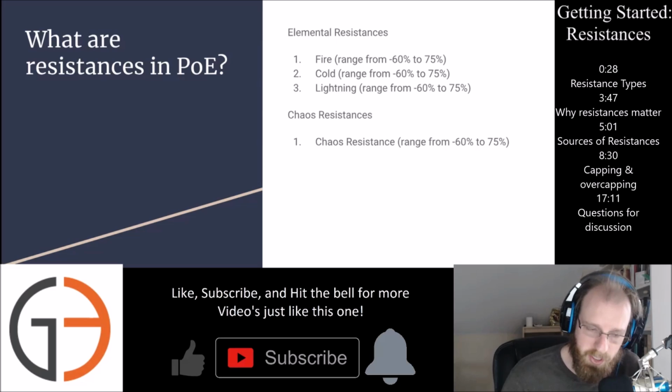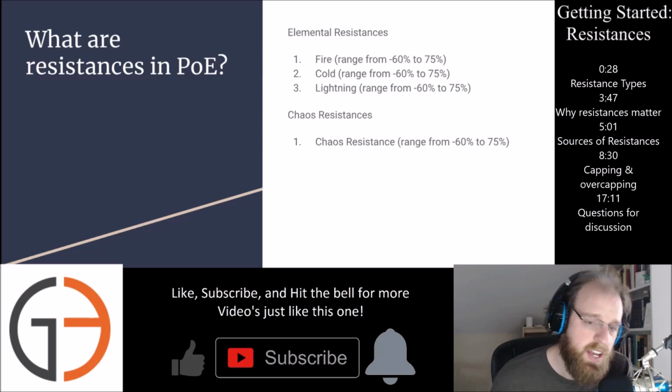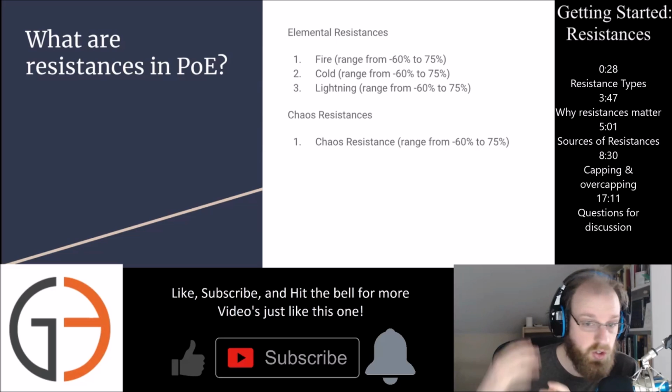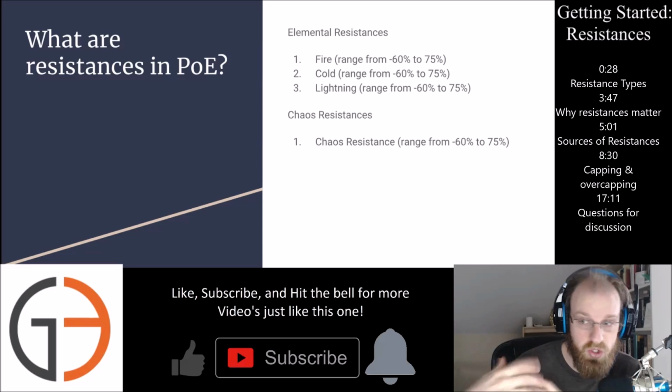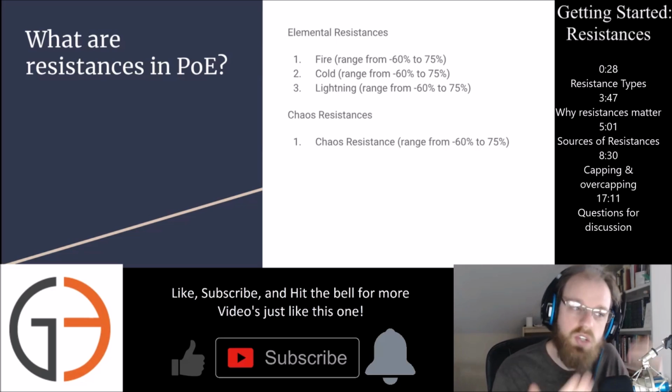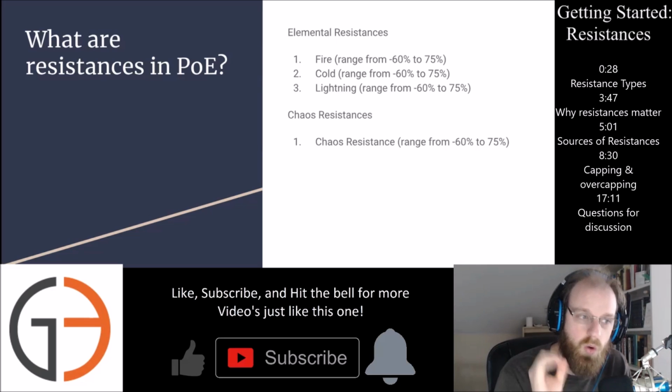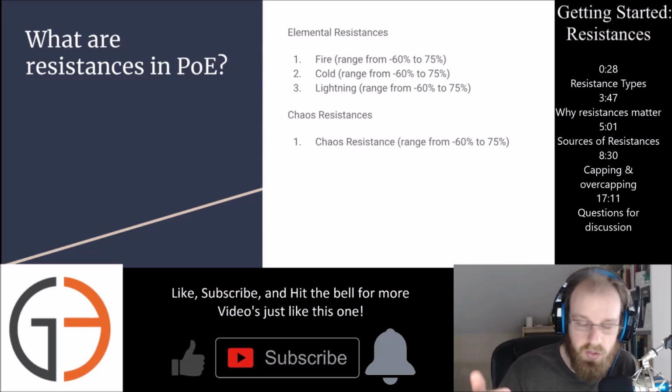of damage upon you. So when you are reading an item or a passive tree or a particular discussion where somebody is giving somebody else some advice on how to boost their elemental resistances, this is what they're referring to. They're referring to one of these three, or all of these three, or some combination of these three elemental resistances: fire, cold, and lightning.